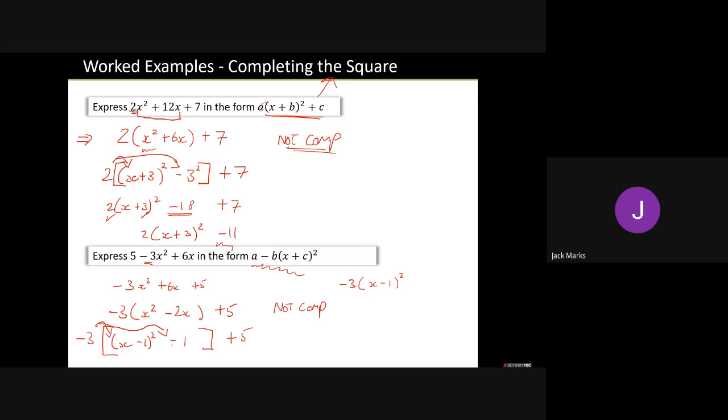This is minus 1 multiplied by minus 3, which is a positive 3. So plus 3 plus 5. And I would leave my final answer as this, but actually the question says in this form. Notice it wants the positive number at the front. So actually it should be 8 minus 3(x minus 1) squared. And we are finished.